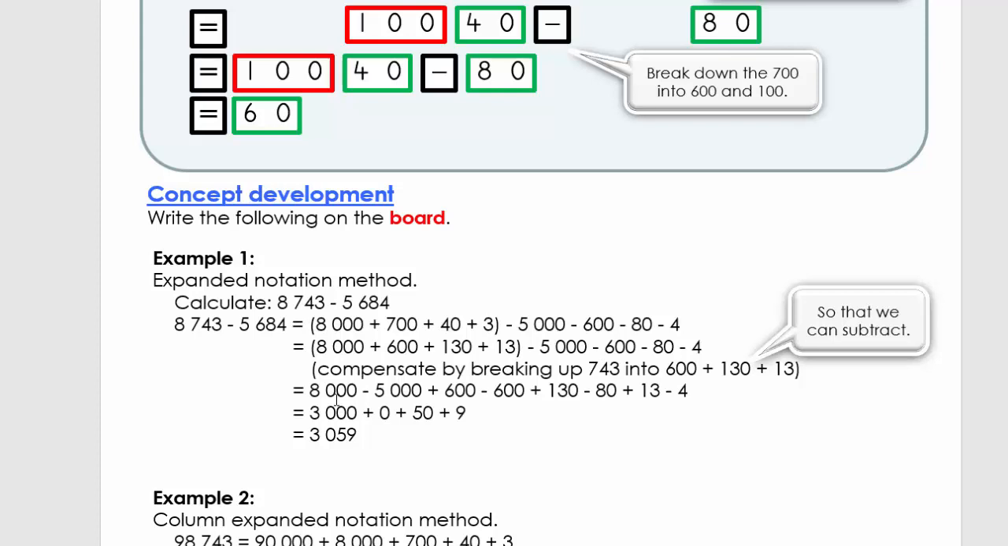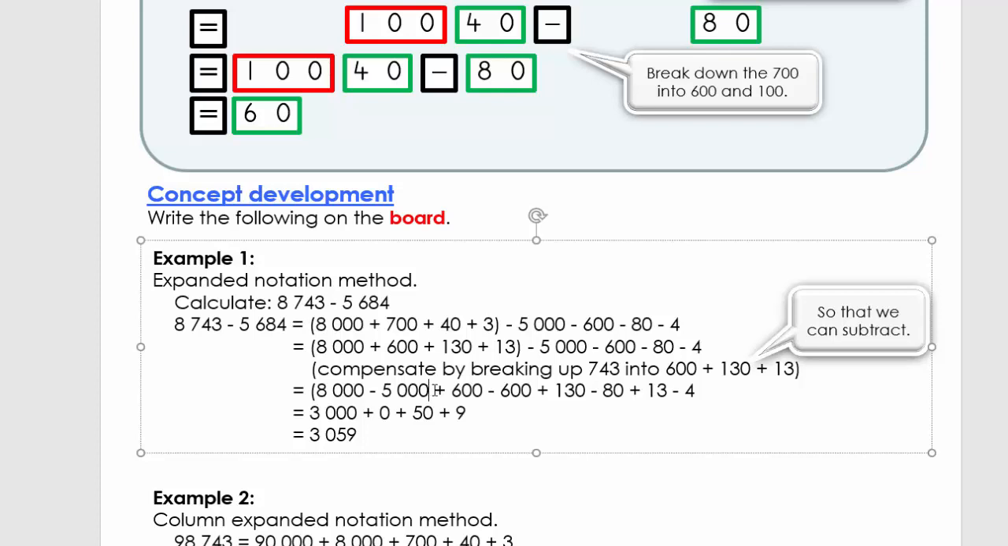So now what we're going to do is start to subtract. 8,000 minus 5,000. So let's quickly put them in groups by putting brackets around them. Plus we've got the 600 minus the 600. We've got 130 minus 80. And lastly, we've got our 13 minus 4. If we subtract 8,000 minus 5,000, we get 3,000.